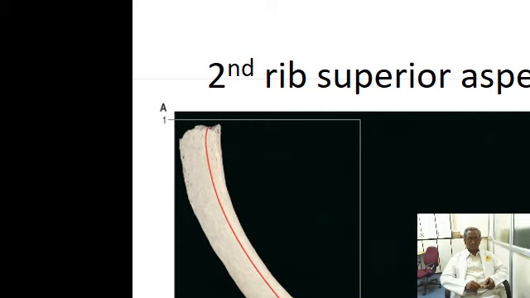In the second rib, the second rib is not as strong as the first rib or as wide as the first rib, and it is double the length of the first rib. It is also having a head, neck and the shaft.